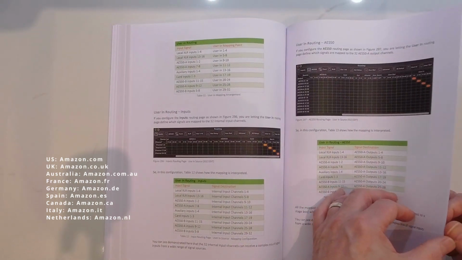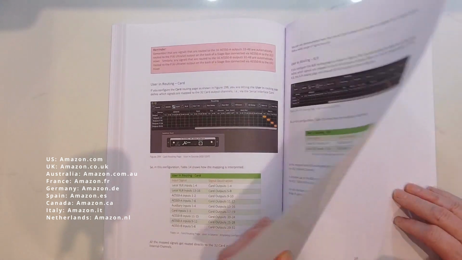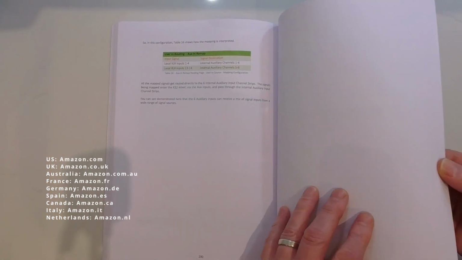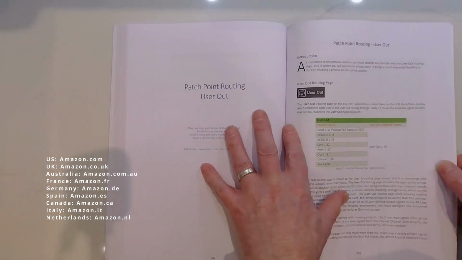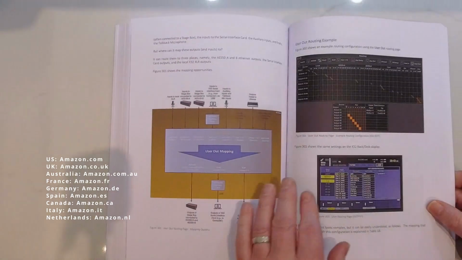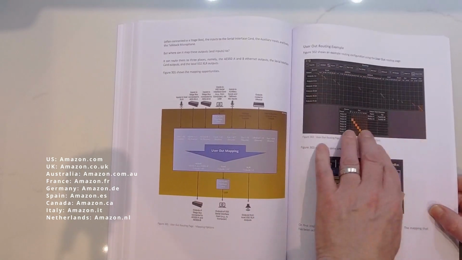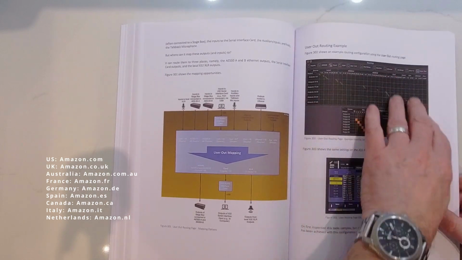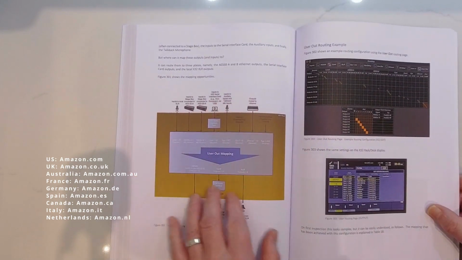And again, I go through all the different scenarios in that, and then similarly the user out routing table, what things can you map in this user out table? Again, a similar routing mapping configuration and the overview of the whole thing there.